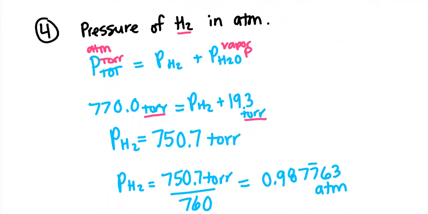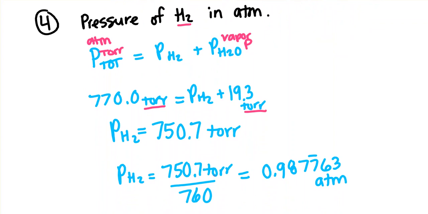So I need to convert it to atmospheres. And so just like I said, we divide by 760. A torr is by definition 1/760th of an atmosphere. So anyway, I'm keeping track of my sig figs, keeping extra digits.